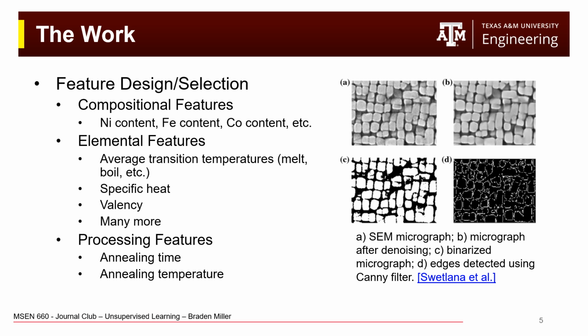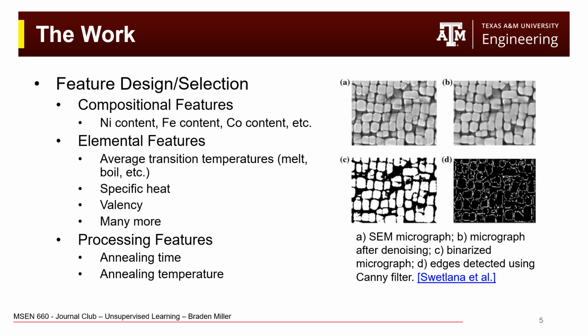For the elemental features, they basically calculate these by just taking all of the different values for the elements by themselves, multiplying that value by the fraction in the composition, and then adding it all together to give you what they call the average transition temperatures or average specific heats or valency, etc.